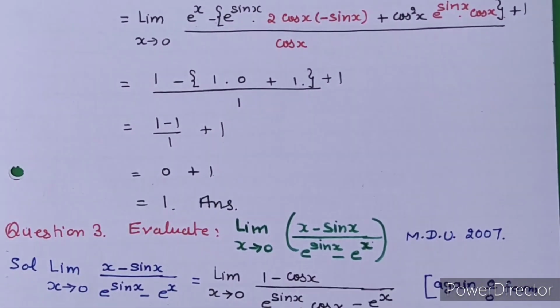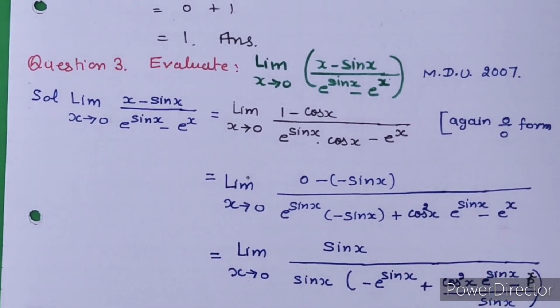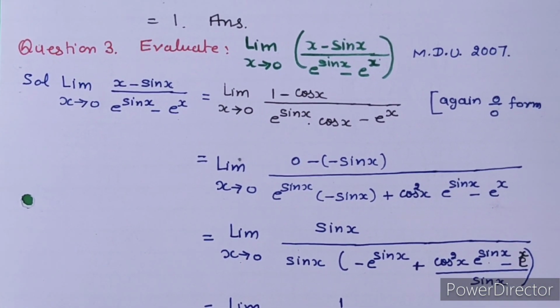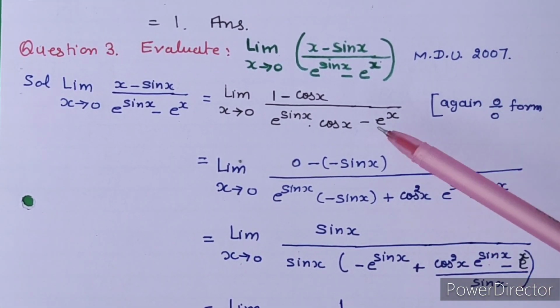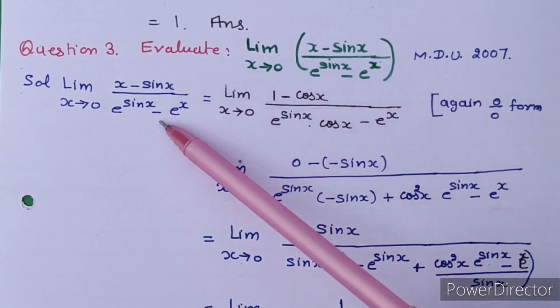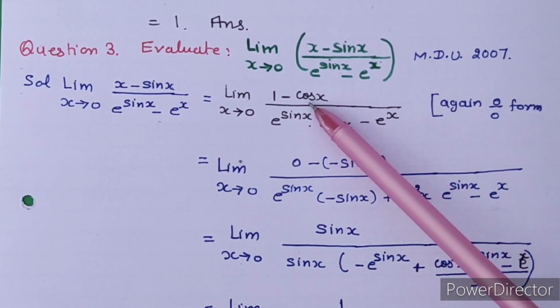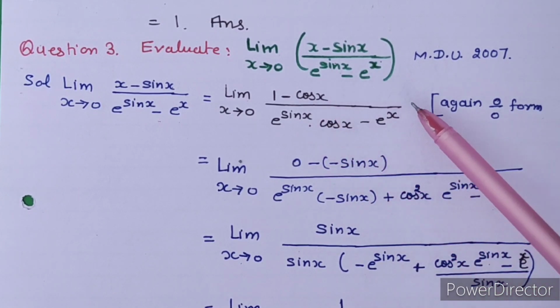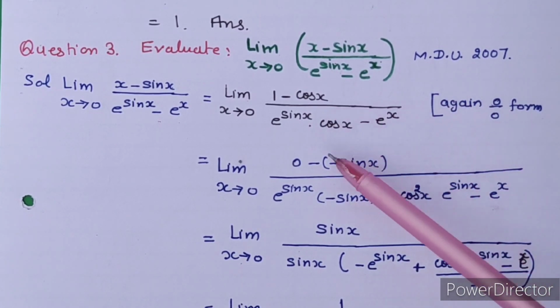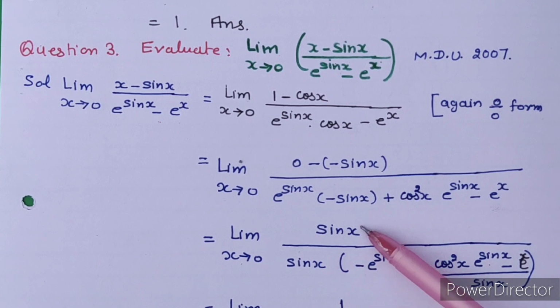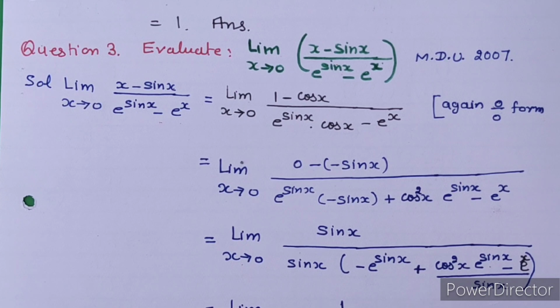Similarly, there is another question. You can solve this question also. So I have solved it on the same line. This is your solution part. Here the limit is again 0 by 0 form. So I differentiate this. Again check the form, 0 by 0 form. Again differentiate. This becomes this one. I take common sin x from here. This becomes this expression. I take this limit with this expression.